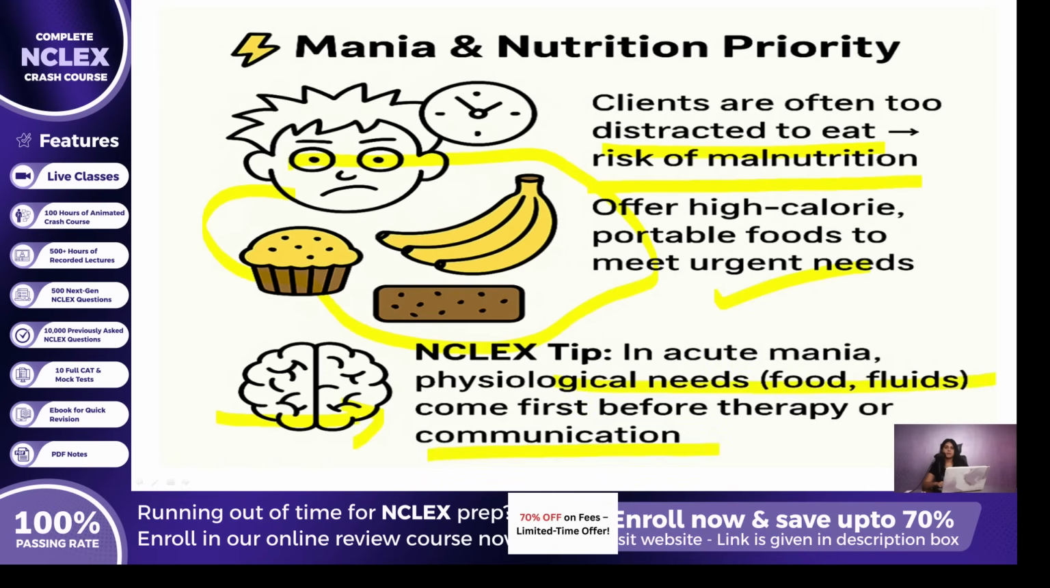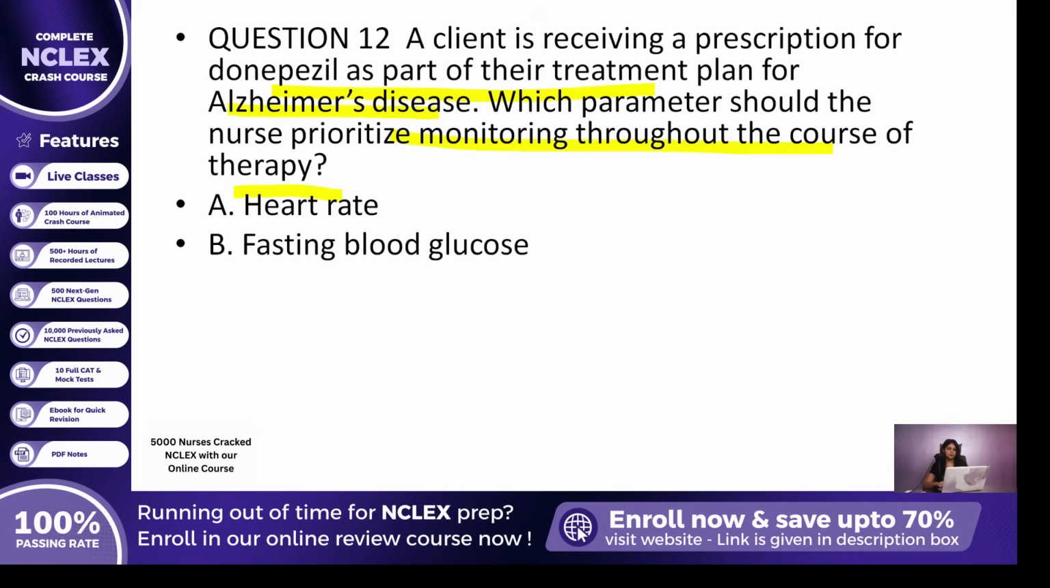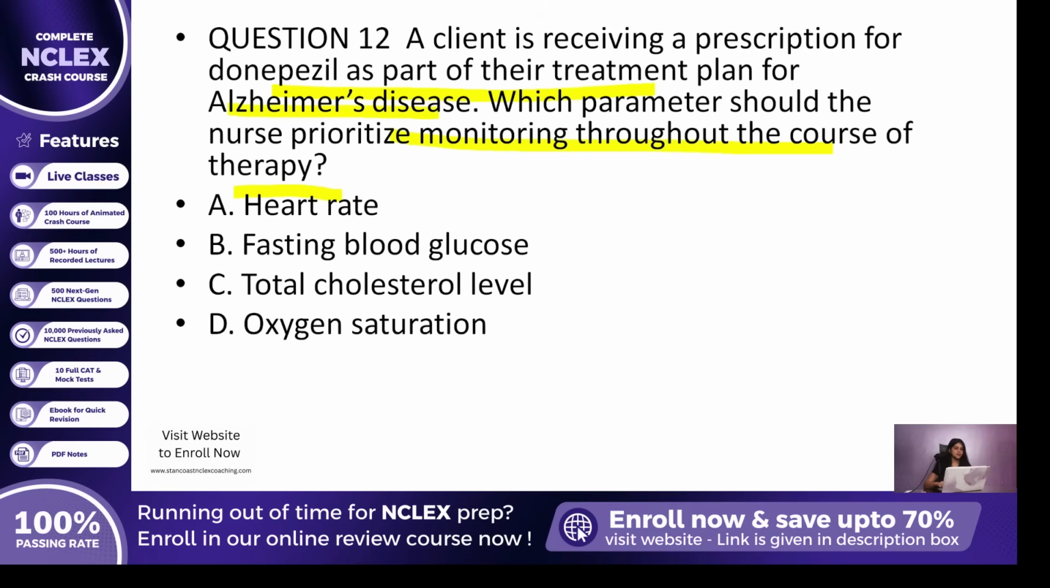Next up is question 12, which focuses on medication safety in Alzheimer's disease management. A client is prescribed donepezil as part of their treatment plan. Which parameters should the nurse prioritize monitoring throughout the course of therapy? Here are the options. A. Heart rate. B. Fasting blood glucose. C. Total cholesterol level. D. Oxygen saturation. The correct answer is option A, heart rate.